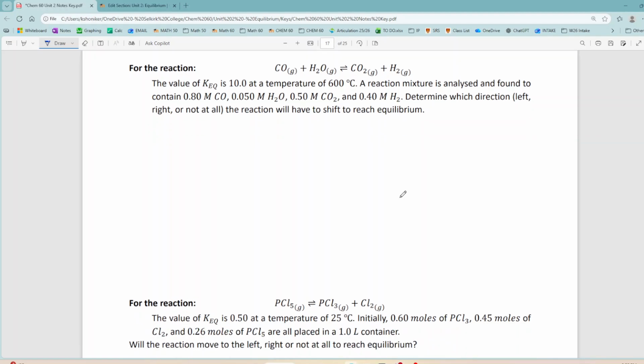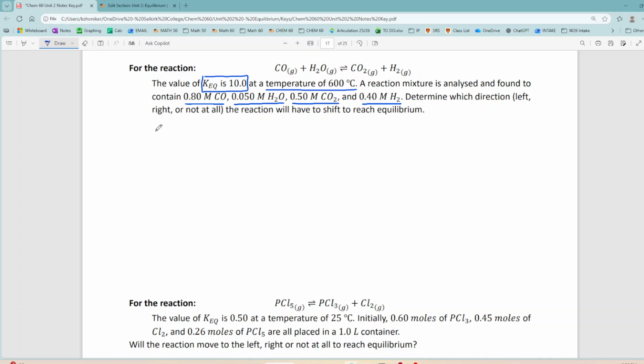First one, the value of KEQ is 10 at a fixed temperature of 600 degrees Celsius. Again, you don't have to worry about temperature in these questions. You just want to know that it's constant. And then the reaction mixture is analyzed and found to contain 0.8 molar carbon monoxide, 0.05 molar water, 0.5 molar carbon dioxide, and 0.4 molar hydrogen. They've given you the concentration of all the species at a snapshot in time. The question is, determine which direction, left, right, or not at all, the reaction will have to shift to reach equilibrium.